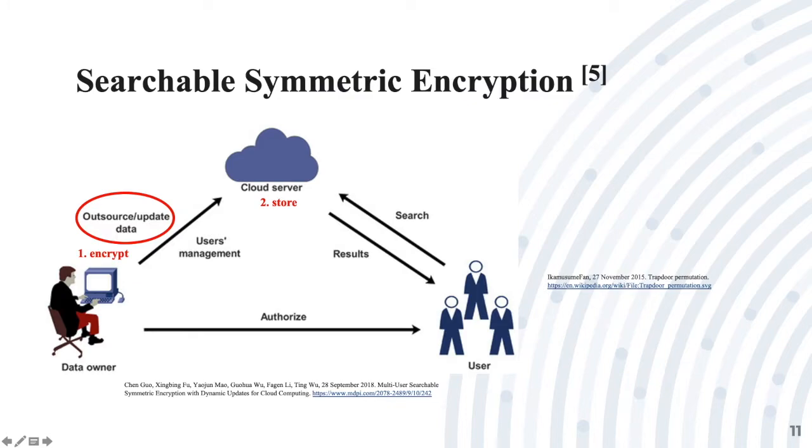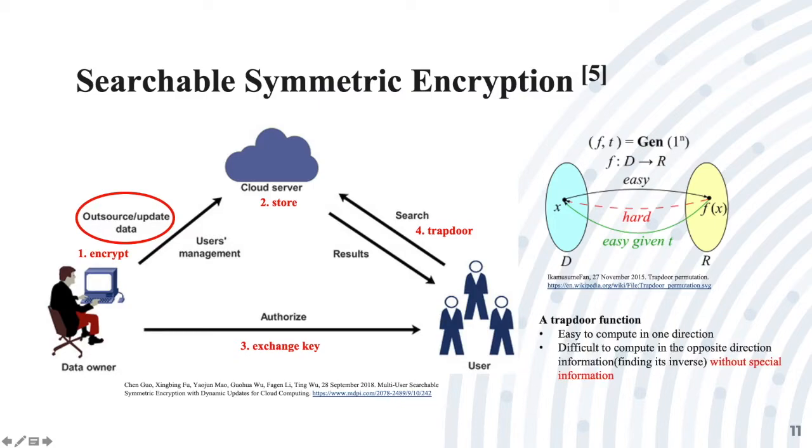The data owner will share the symmetric key with data users through some authorized third party. Users can search the documents with a keyword in the database through a mechanism called a trapdoor. What is a trapdoor? A trapdoor is a function easy to compute in one direction but difficult to compute in the opposite way without special information. So it means only the user with the symmetric key can get the document, and other requests will be refused.